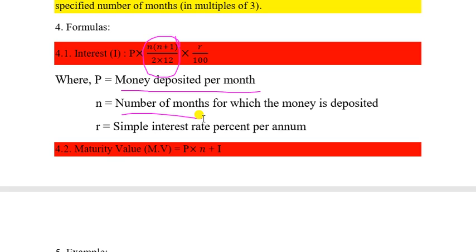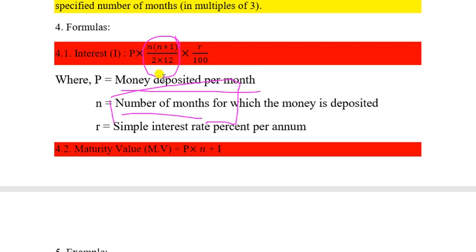Remember that. If the number of years is given to you, then you have to convert it into months. Then only you can solve it. Otherwise, you will get a wrong answer. So remember that is very important. N is number of months, not number of years. Remember that is very important. We are going to make mistakes here only.